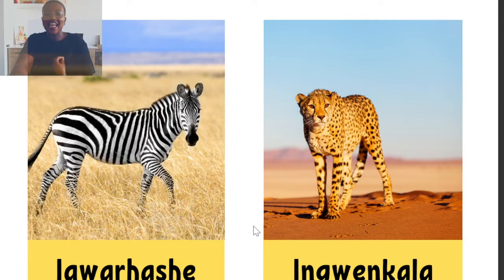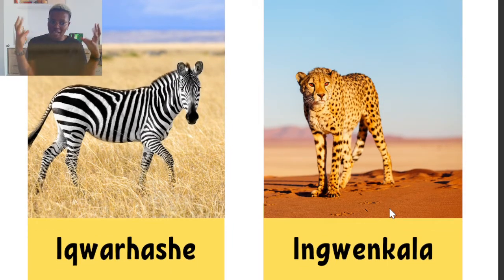Zebra is ikwahashe. It's that Q sound. Really just roof of your mouth and you pull. But here is you're saying it with that W. Ikwahashe. And then for a cheetah we say ingwenkala. Ingwenkala. That's actually really easy. It's just like training your brain how to say this together.